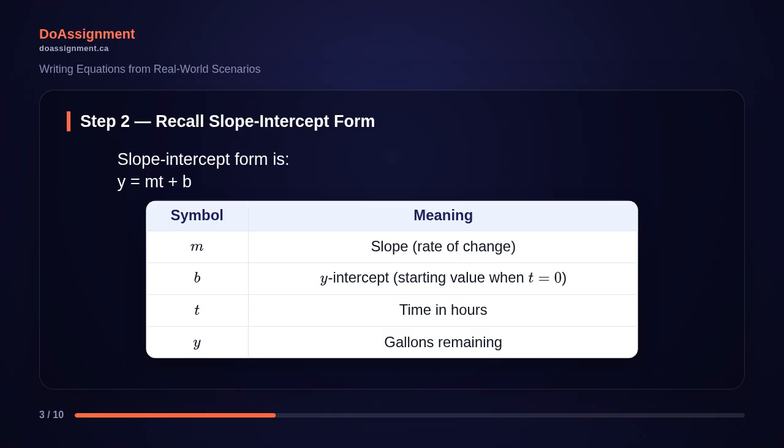Slope-intercept form is y equals m times t plus b. Here m is the slope, the rate of change, and b is the y-intercept, which is the starting value when t equals 0. The variable t is time in hours and y is gallons remaining.